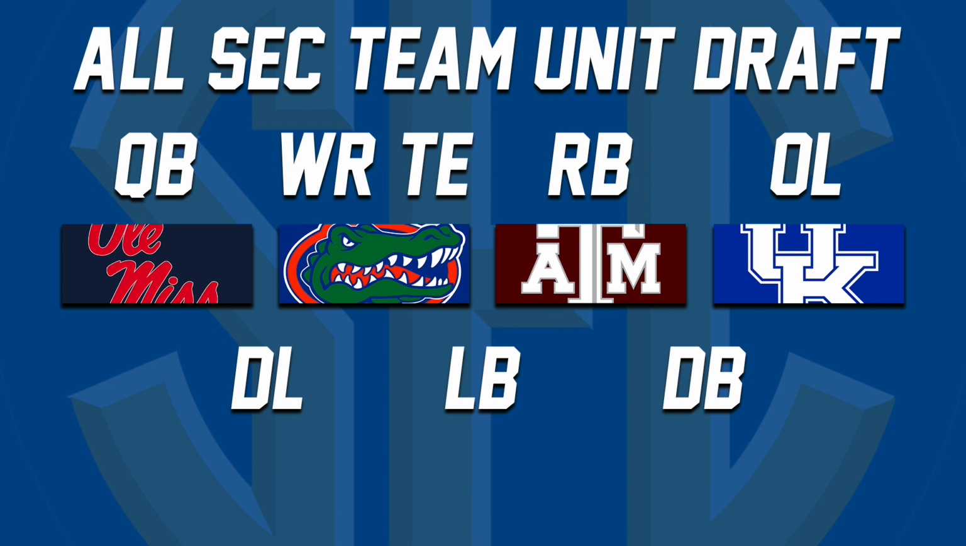So, first of all, starting off with the D-line, easy choice. You go with the Georgia Bulldogs. You go Jordan Davis. You go Devonte Wyatt. You go Travon Walker. No other team, I'd say, competes with Georgia in the SEC right now for D-line.